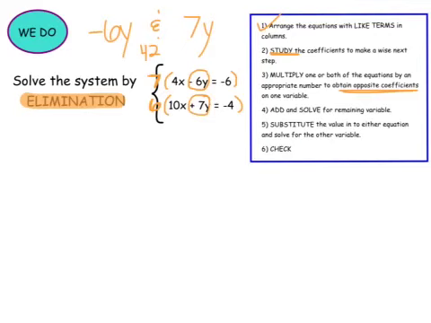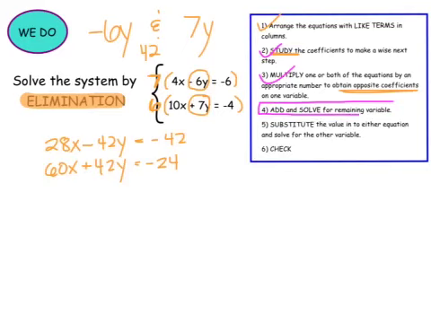So let's see what happens when we multiply every term by 7 in the top equation and every term by 6 in the bottom equation. We end up with 28x minus 42y equals negative 42. Then in the bottom equation, we end up with 60x plus 42y equals negative 24. And so we did steps 1, 2, and 3. So now we're on to step 4, where we want to add our equations together.